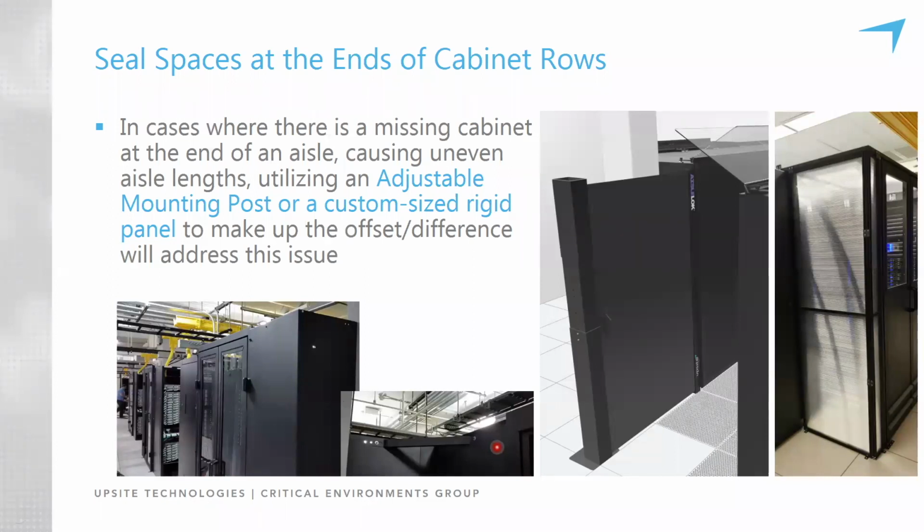In the larger picture in the middle, Upsite has a unique way of addressing this situation as well. This is called an adjustable mounting post. It's a rigid metal post that's got a big steel plate that you can mount to the floor, and you can position this post to align the cabinet on the other side of the aisle, or whatever piece of equipment it might be. So now you've just created that common plane or alignment that you need to properly attach the doors and make them work.